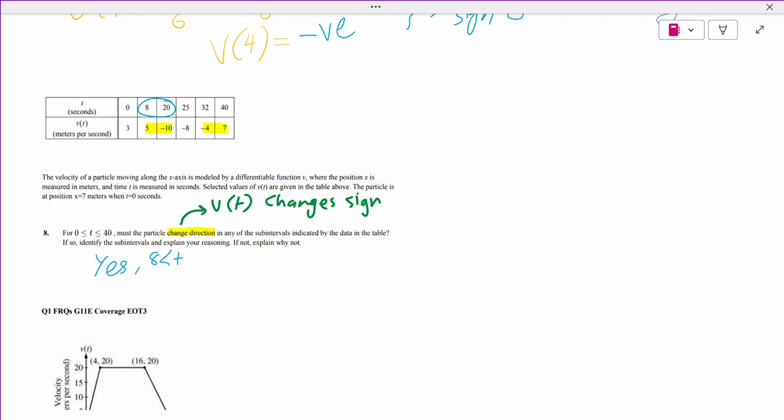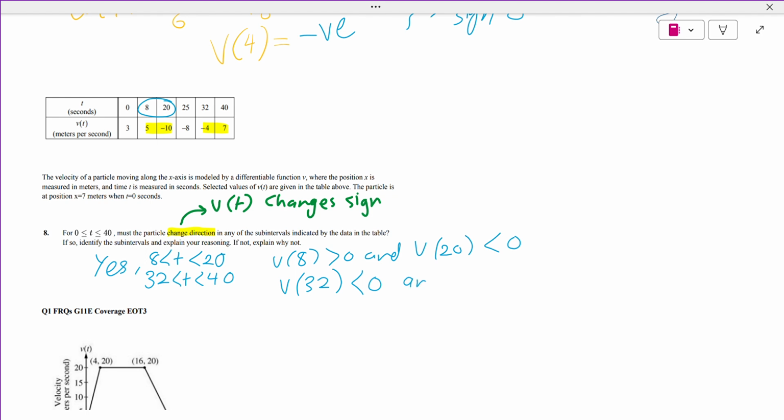On this interval, 8 to 20 at some point, and 32 to 40, right? Because v of 8 is positive and v of 20 is negative, less than 0. And on the second one, v of 32 is negative, less than 0, and v of 40 is positive. That's question number 8.